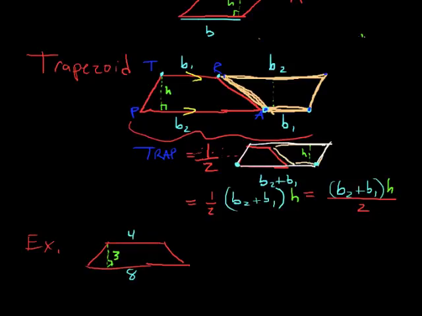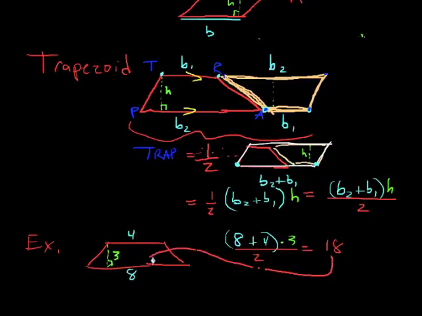So what we do is let's use this formula here. We take base 2, which is either one, right? This is completely interchangeable. We have 8 plus 4 times the height of 3 divided by 2. And that's 8 plus 4 is 12, times 3 is 36, divided by 2 is 18. So the area of this is 18 square units.